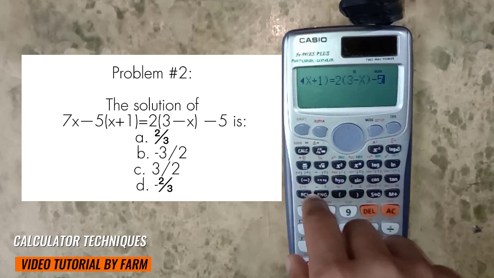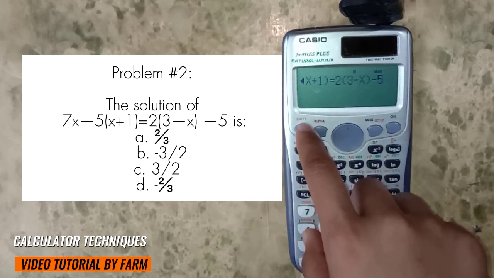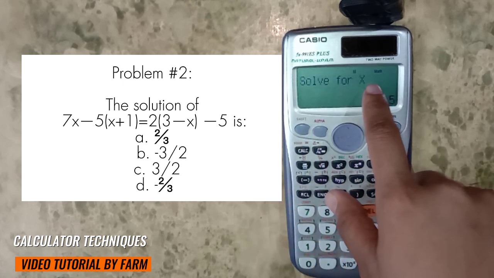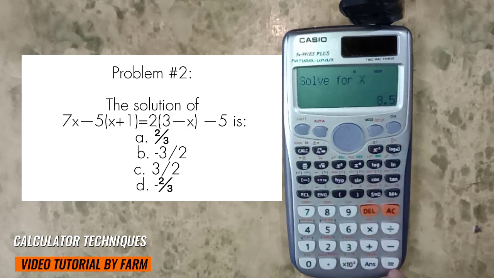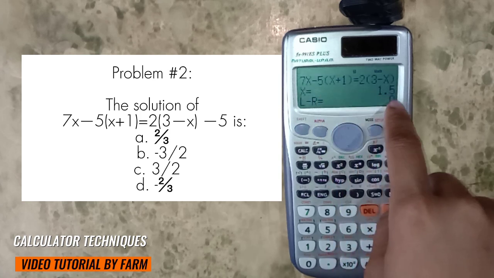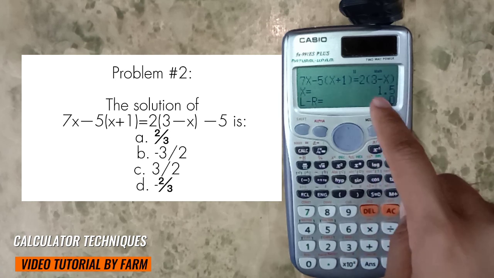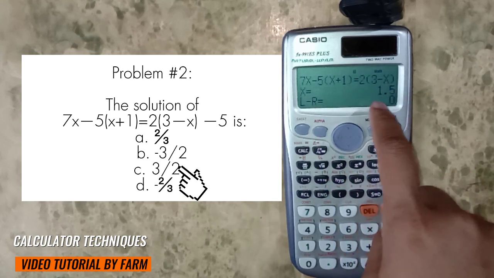So all you need to do to get your answer is to solve for x. So click the shift, then calc, then solve for x. So to get your answer, all you need to do is to click the equals. So click the equals, then your answer is x equals 1.5, or in fraction, it is 3/2. Your answer is letter C, 3/2.